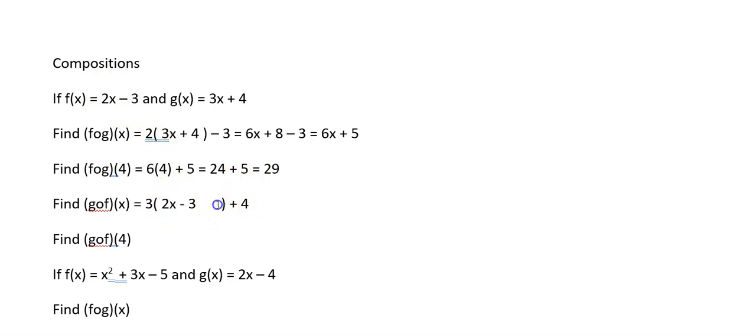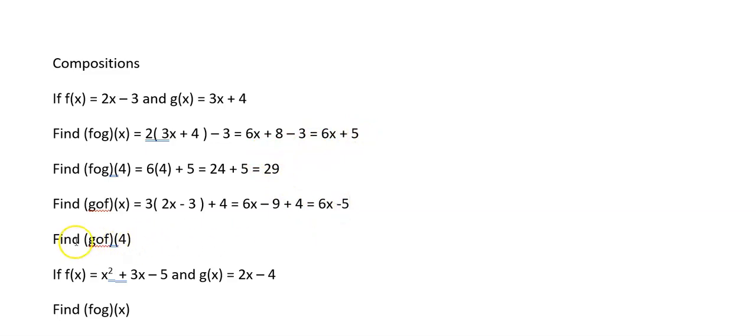All right, and let's clean this up. So let's distribute our 3 through the parentheses. We'll get 6x minus 9 plus 4. Add like terms, and that's 6x minus 5. And notice that these two functions, F composed with G and G composed with F, are different from one another.